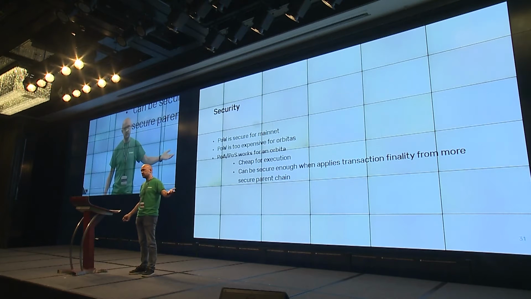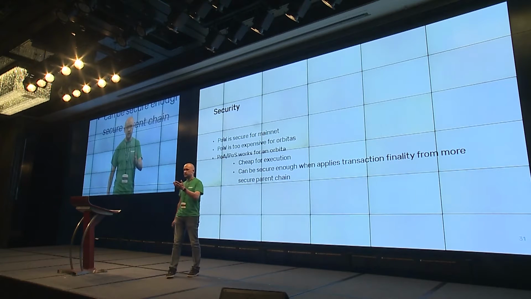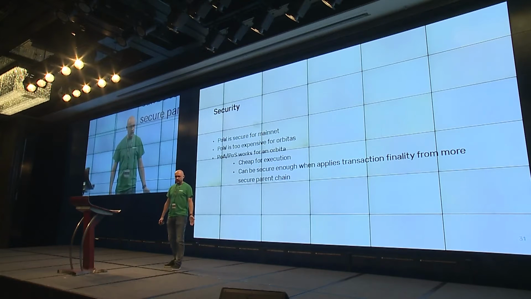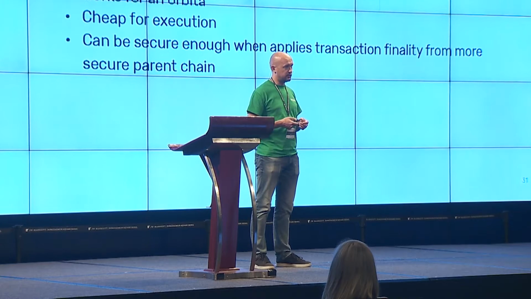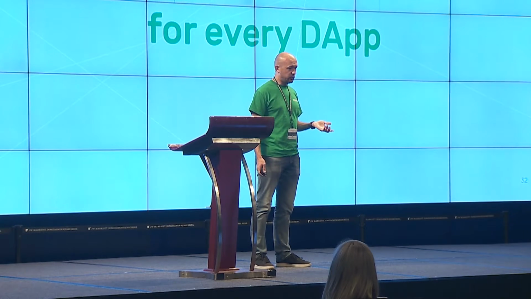Proof of authority is basically a trusted environment for your single app, and maybe it's going to work. And it can work because it's cheap to execute. And yeah, we're going to use a parent network for stakes or whatever. It can be secure enough. And we want to give every app a separate Arbita. That's kind of our goal. So use mainnet only for state synchronization, nothing else, or some cross transactions.